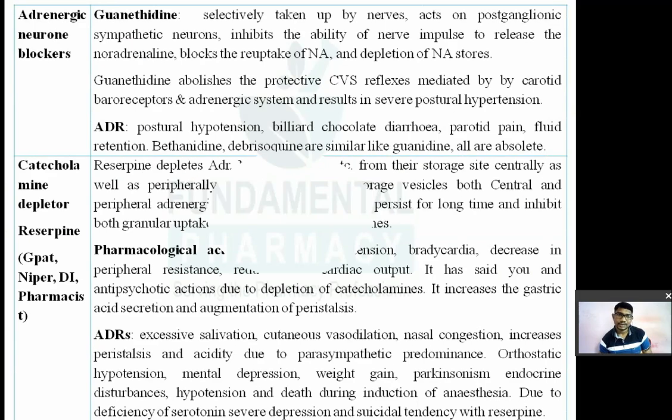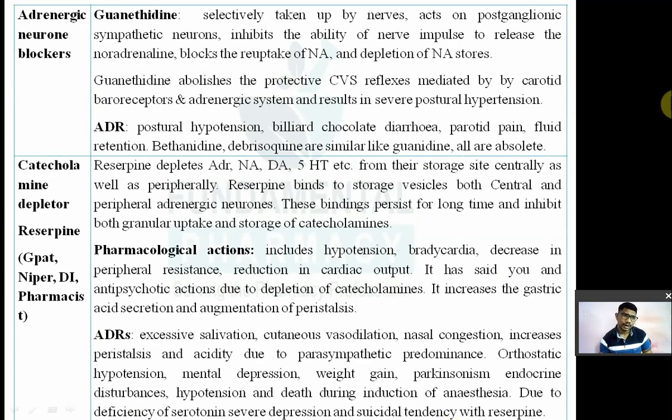Next category is adrenergic neuron blocker. Adrenergic neuron blocker example is guanethidine. It is selectively taken up by nerves and acts on a post-ganglionic sympathetic neuron. It inhibits the ability of nerve impulse to release the noradrenaline, and also blocks the reuptake of noradrenaline and depletes the noradrenaline from storage site. That is the mechanism of action.